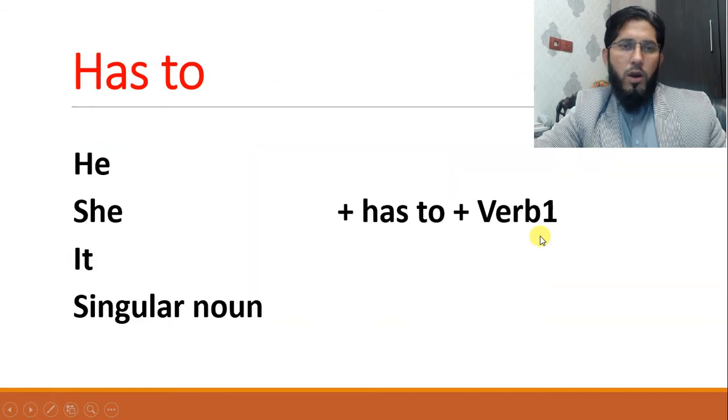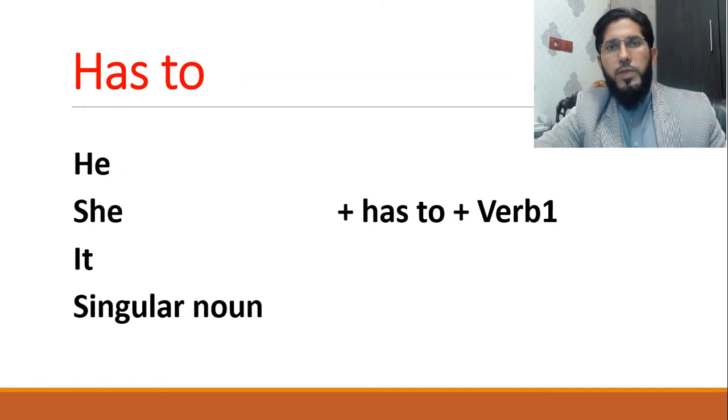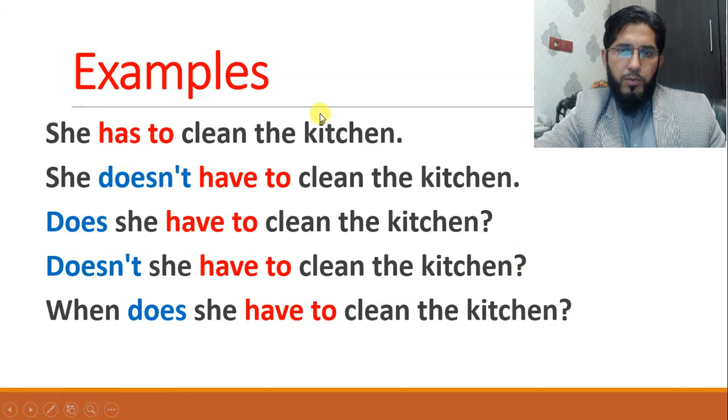And now when you use has to, this form is used with third person singular subjects: he, she, it, or a singular noun. For example, the girl, the boy, the student, or a proper noun, Jamal, Kamal, just one person. Plus has to, plus main verb again in base form. Look at these examples. She has to clean the kitchen.